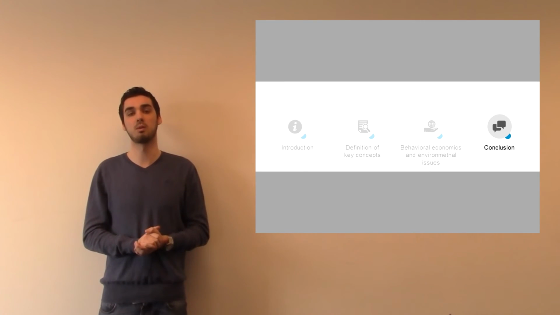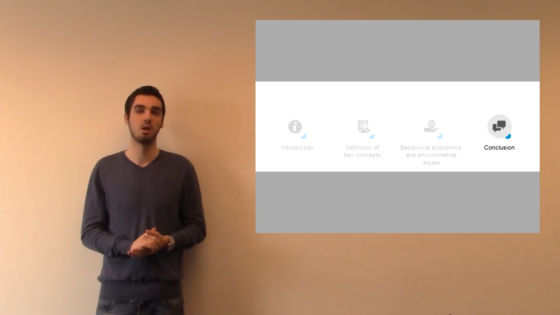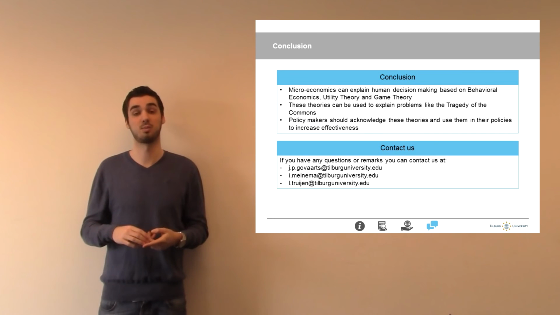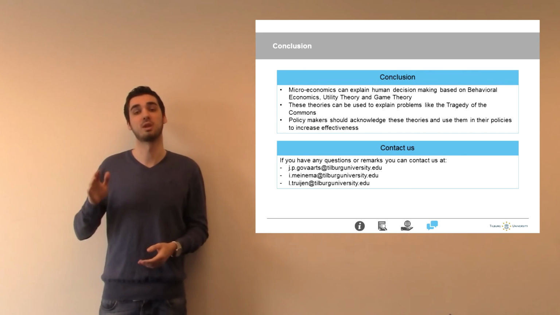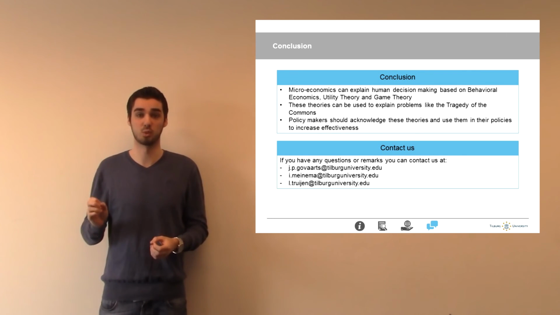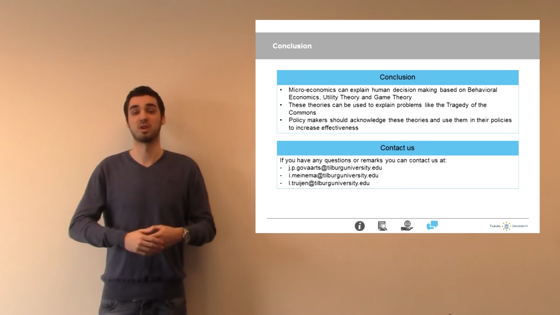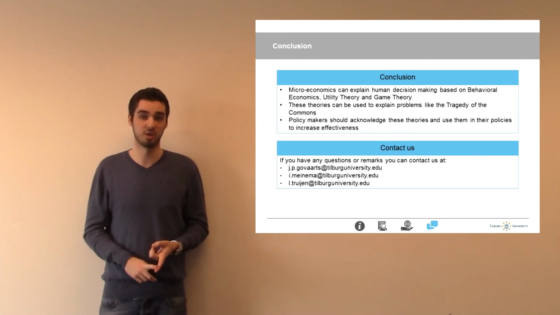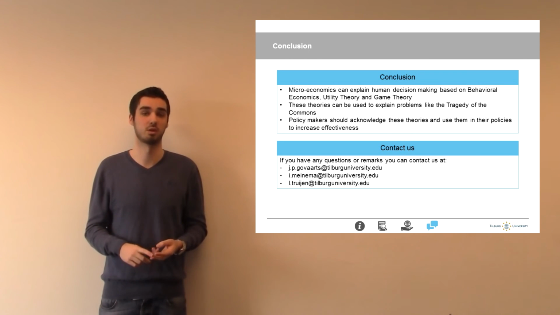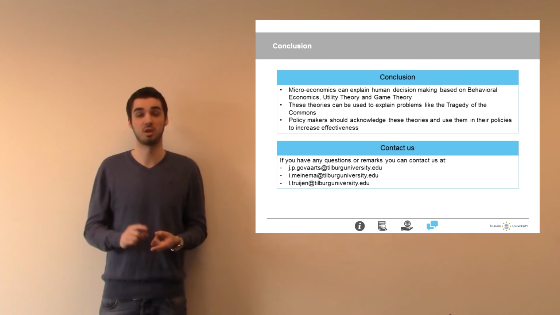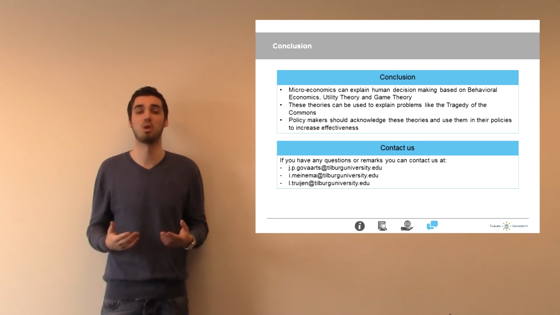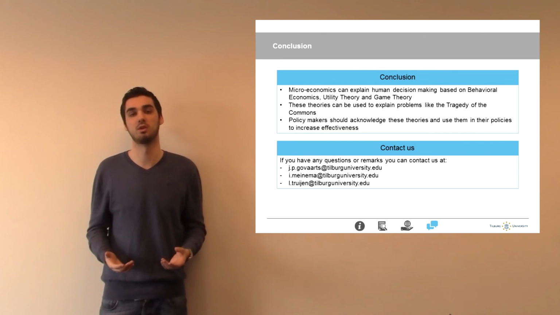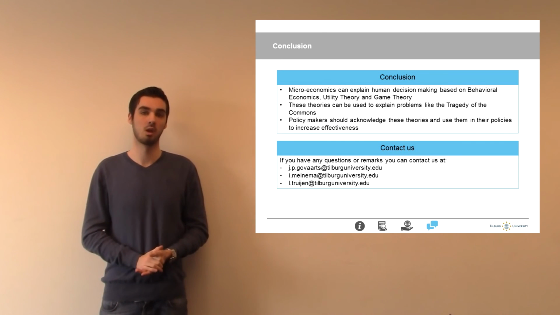So, we now come to the conclusion of our presentation. What we have done today, we have looked at several theories that explain rationality, and then we've looked at behavioral economics, which disregards that people act rational all the time. So, microeconomics can explain human decision making based on behavioral economics, utility theory, and game theory. And these theories can also be used to explain problems like the tragedy of the commons. So there's an application of the theories to environmental issues.